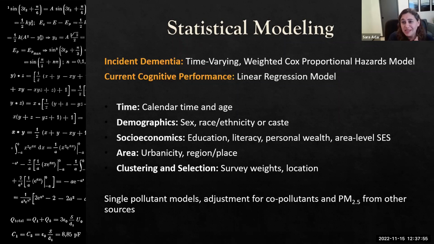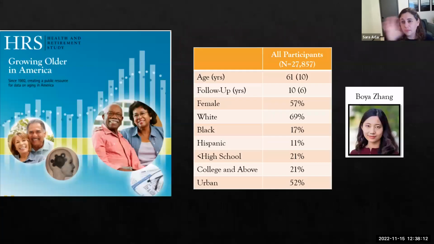These were actually surveys designed by economists, so we have really good data there, as well as characteristics of area being urbanicity, region, and place. We also have clustering information that we included in that. And we did single pollutant models, and then we also adjusted for total PM because we didn't want the total, which is often tracking with each source.